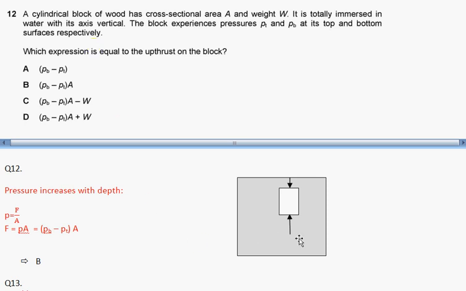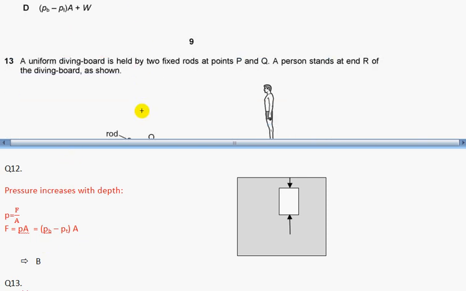So upthrust is the resultant force between two forces. One force pushing up from the bottom and another force pushing down from the top. So the force pushing up will be P bottom times A, force pushing down will be P top times A. And we have this expression, so we choose answer B.